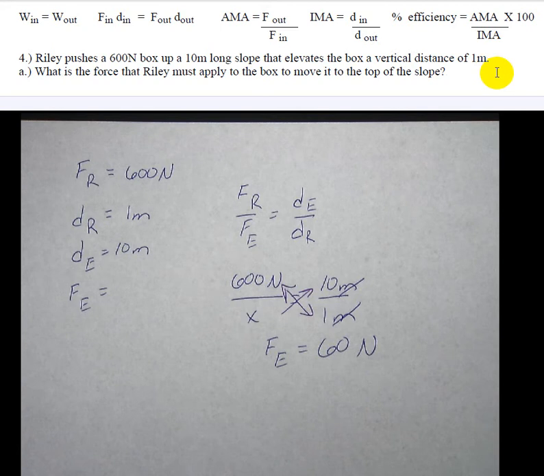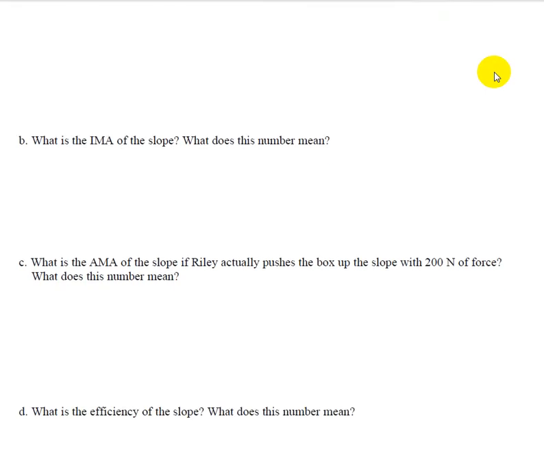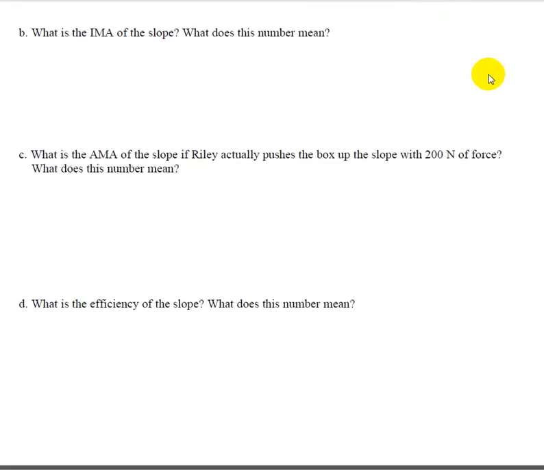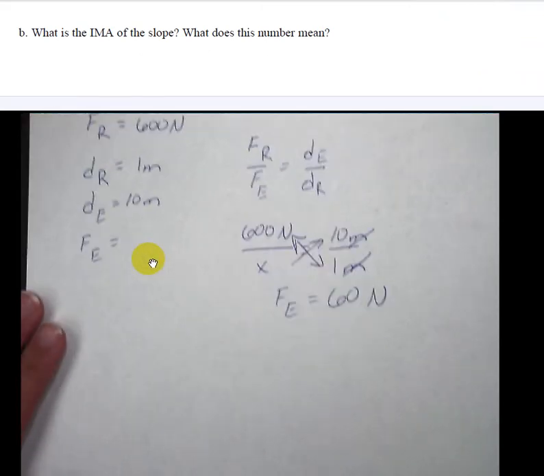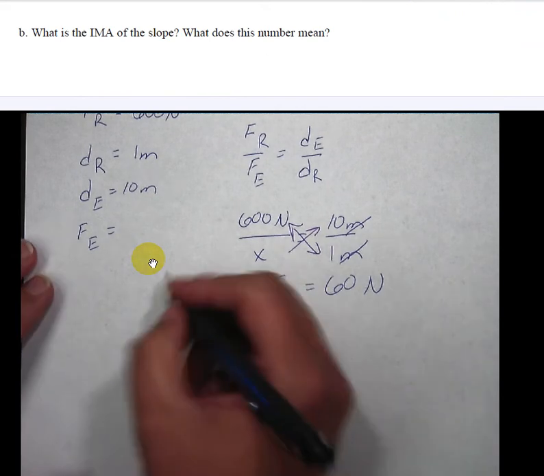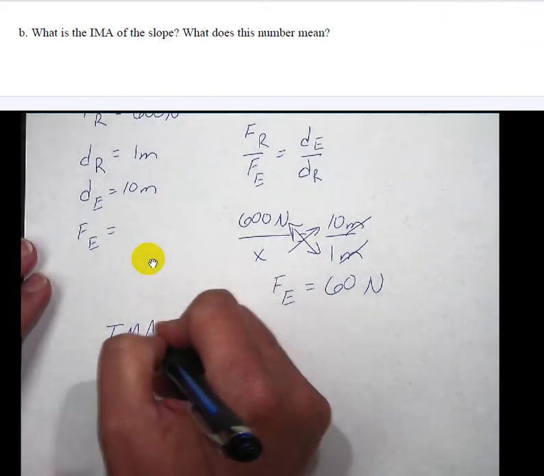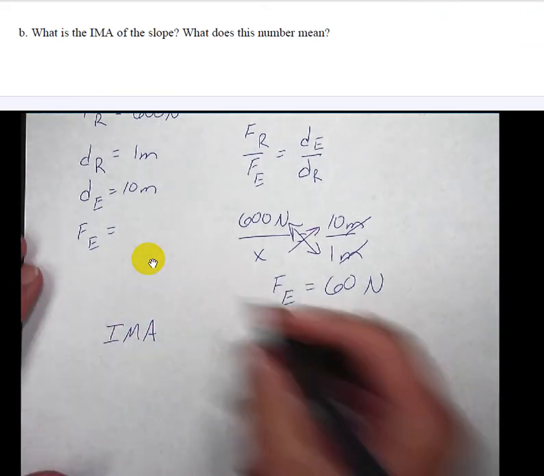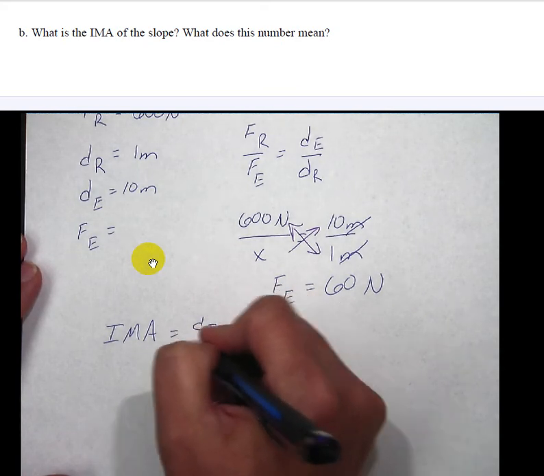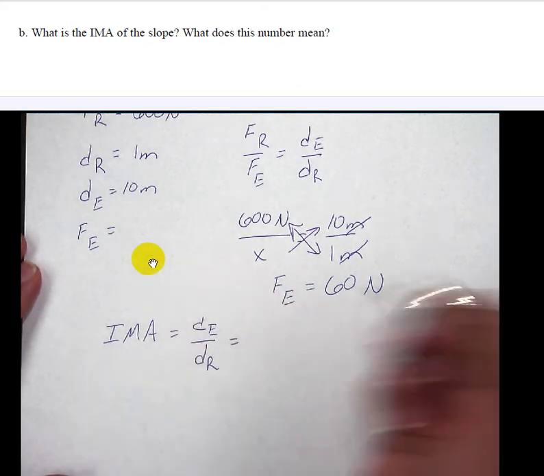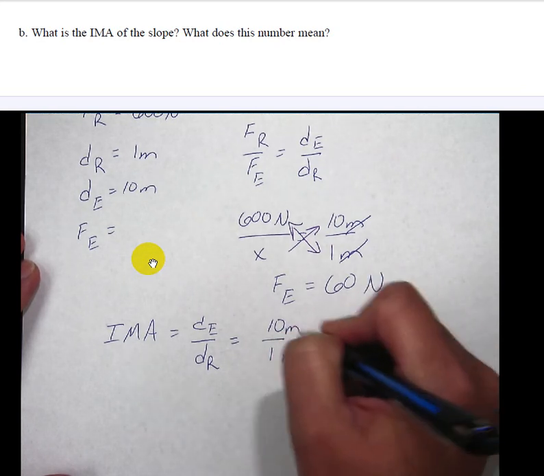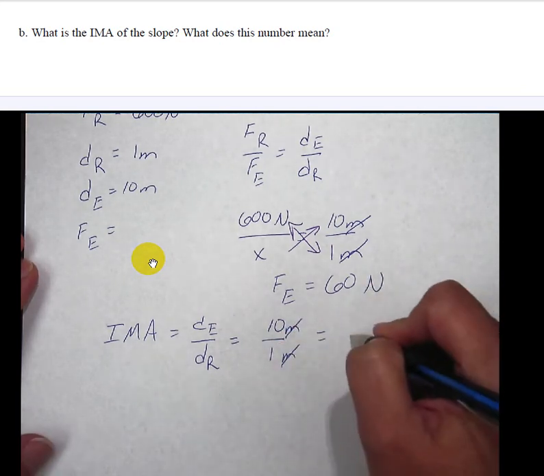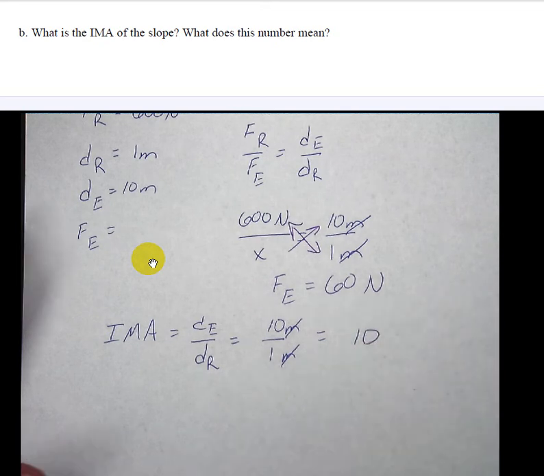So the next question says, what is the IMA of the slope, and what does this mean? Okay, so the IMA of the slope, IMA equals distance effort over distance resistance. So that's 10 over 1 meters. Meters cancel out, giving me a 10 for my IMA. All right, 10 times easier.